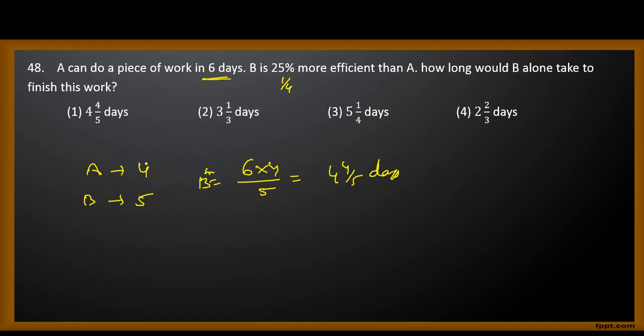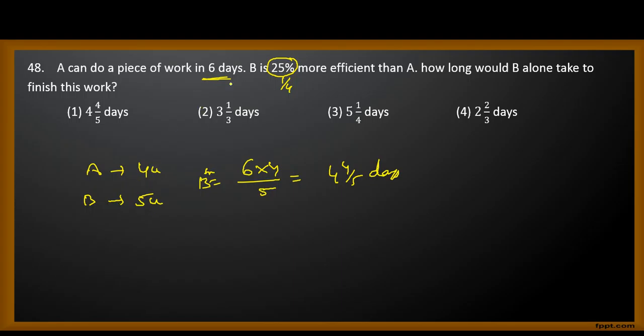A takes 4 days, assuming that A does 4 units per day, B will automatically do 5 units per day, because B is 25% more efficient than A. Why am I taking 4 here? Because if you convert 25% into a fraction, you get 1 by 4. What is the number in the denominator? 4. So for that reason I am taking A as 4 units per day, then B will do 5 units per day.